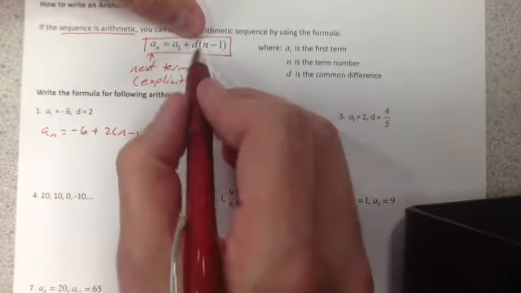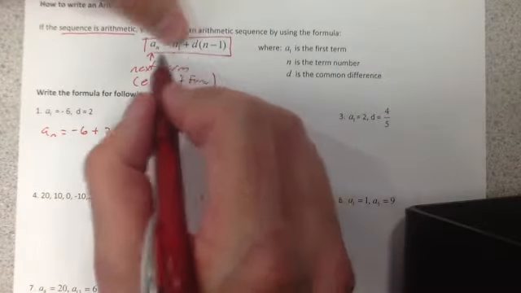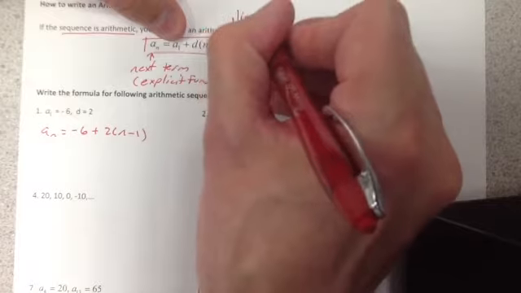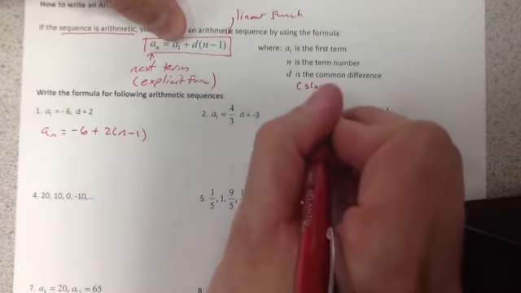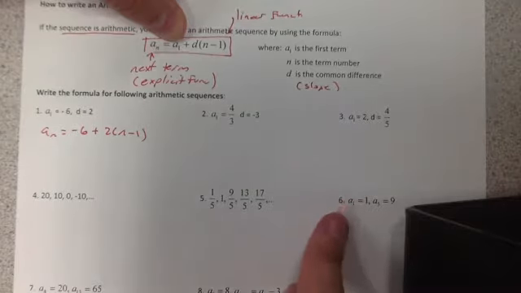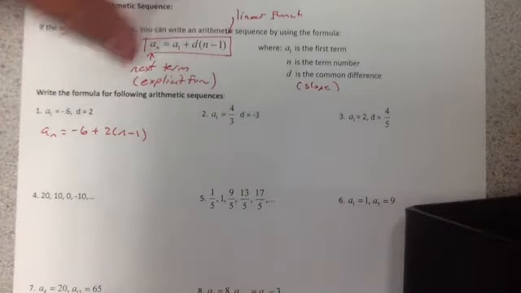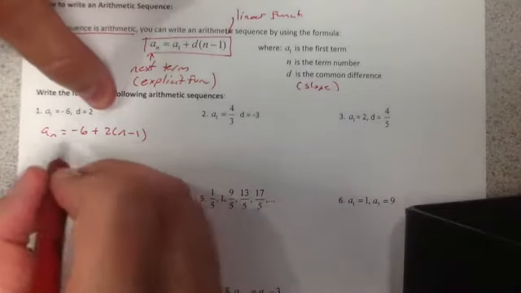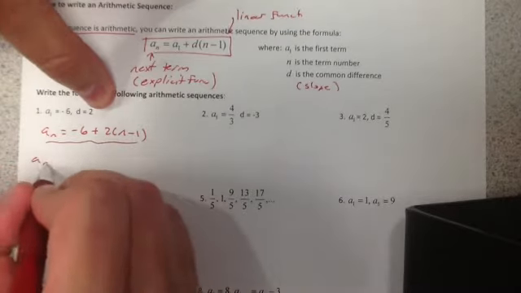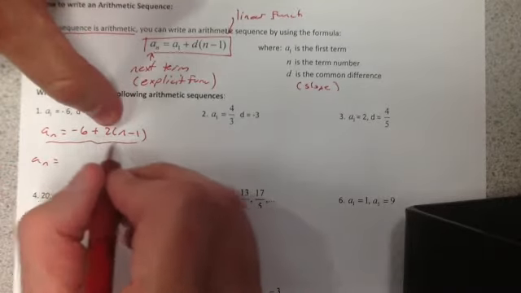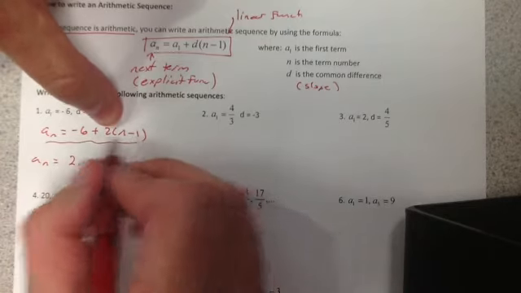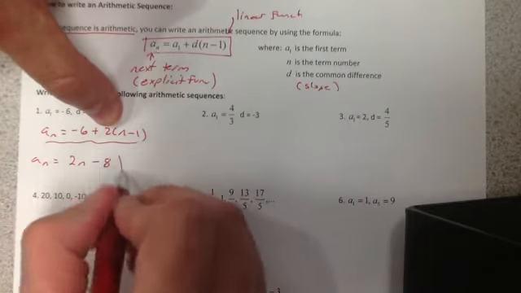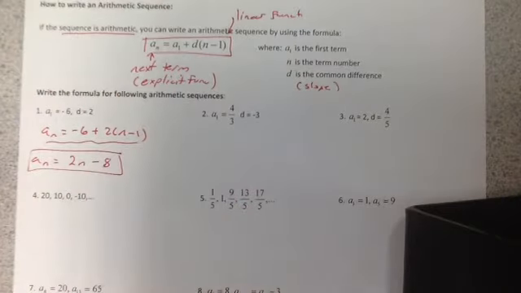One thing I want you guys to notice about d before we continue on. This is a linear function. It's linear. d is actually acting like slope. When we get to number 6, we're going to talk about that, okay? So here's my answer. I can leave it like this, or if I want to get fancy, I can simplify it. Distribute the 2, I get 2n. Be careful, that's minus 2, minus 6, minus 8. So you can write it either way.